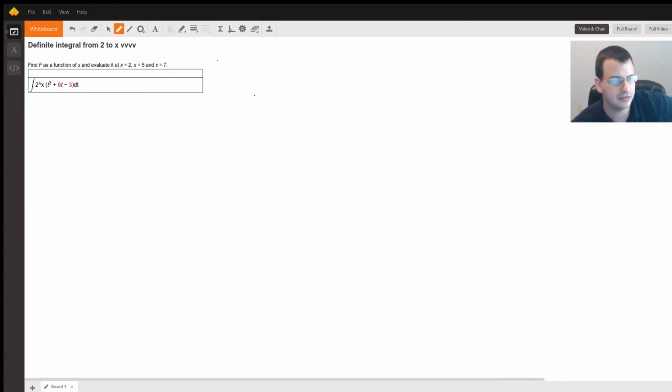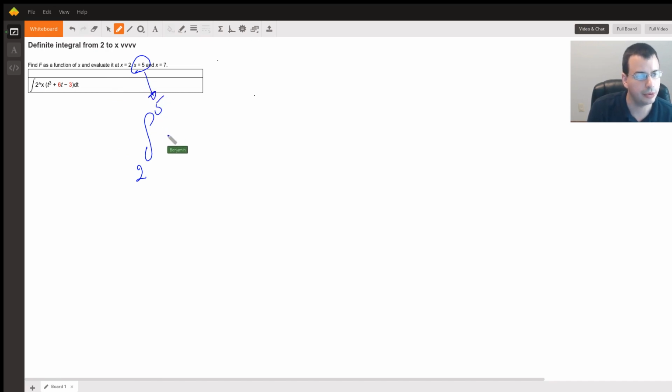Find f as a function of x and evaluate it at x equals 2, 5, and 7. Okay, I'm just going to do 5 because, well, I like 5. 2 is kind of easy because when you integrate from 2 to 2, it's going to be 0. So start by rewriting this. I'm going to work with the assumption here that this is 2 to x. And so I'll put the x up there, which is going to be 5. T cubed plus 6t minus 3 dt.